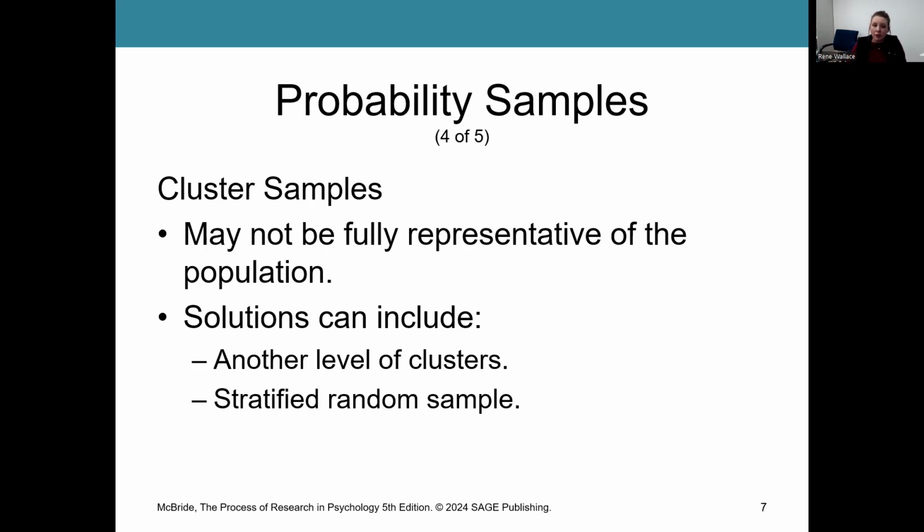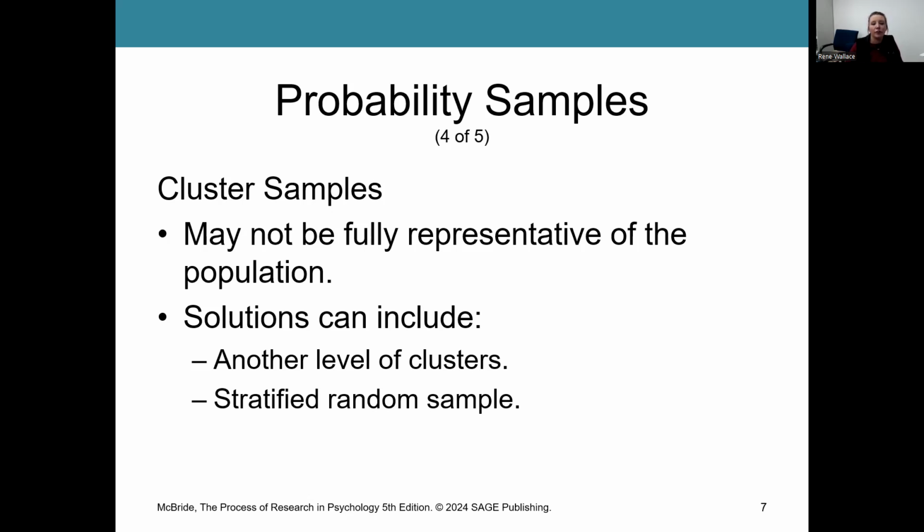But cluster samples also might not be fully representative of the population, because what if the 10 prisons that you chose are in West Texas? That doesn't mean that that's reflective of the entire prison population in the United States, right? That might not be the same as the prison population in Boston or San Diego. And so it's not always representative just because you got a cluster sample and people had an equal opportunity.